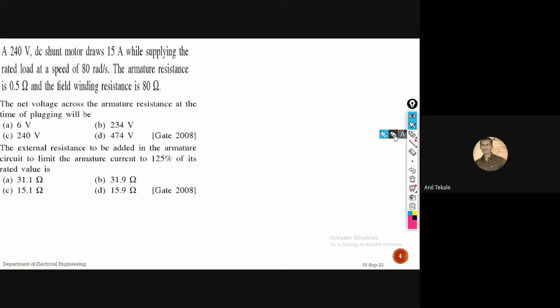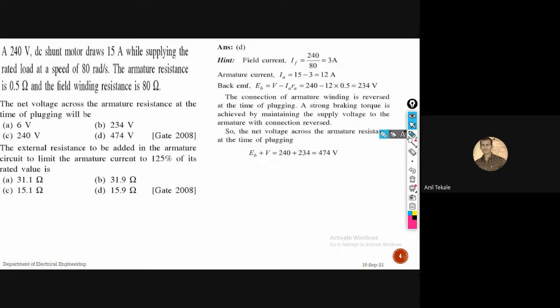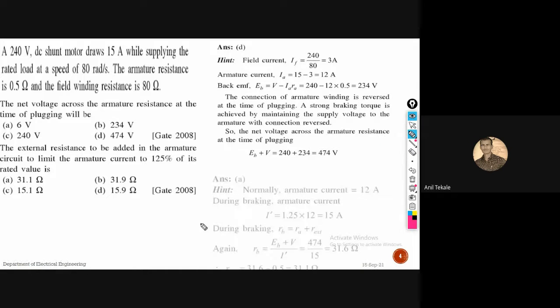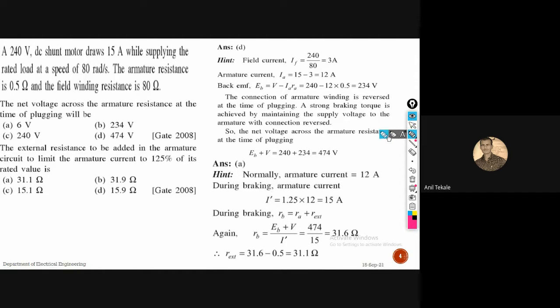So who will help me to solve? Who will tell me how to solve, how we can move further? First thing is the field current. We will calculate the field current. How will we calculate field current?